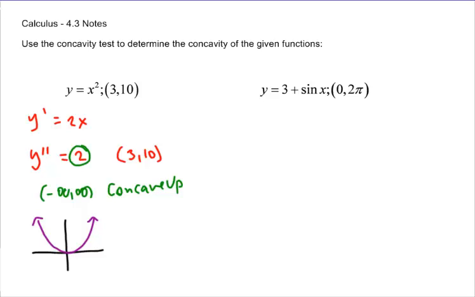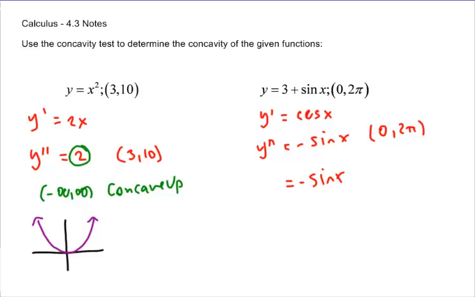Take the derivative of the second guy, and then the derivative again. So y prime is equal to cosine x, and y double prime is equal to negative sine x. And now we're just looking from 0 to 2 pi, and we want to find what's going on here. Where is negative sine of x greater than 0 or less than 0 from 0 to 2 pi?